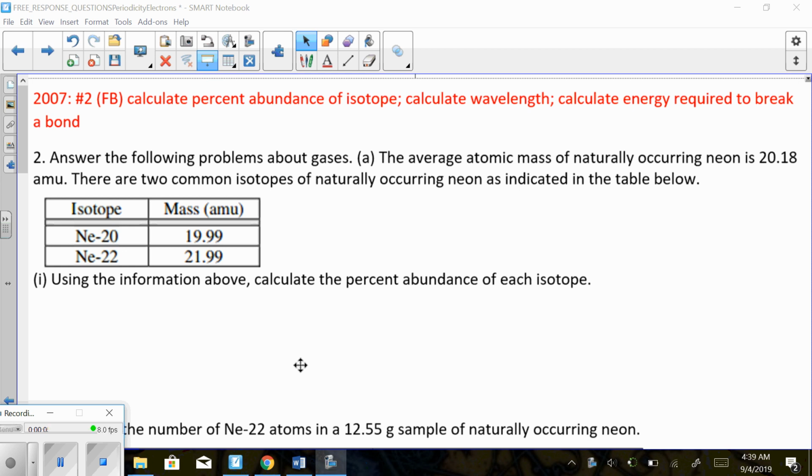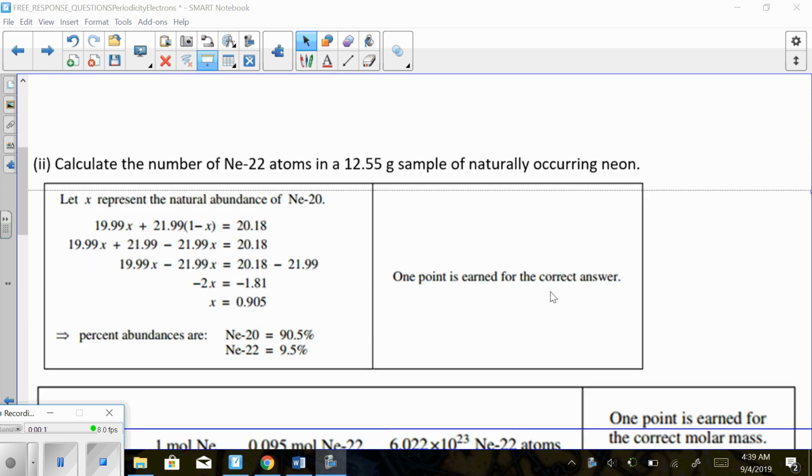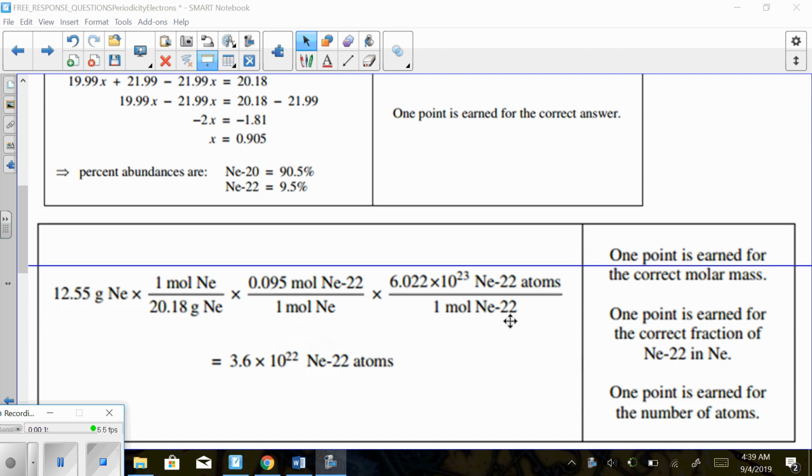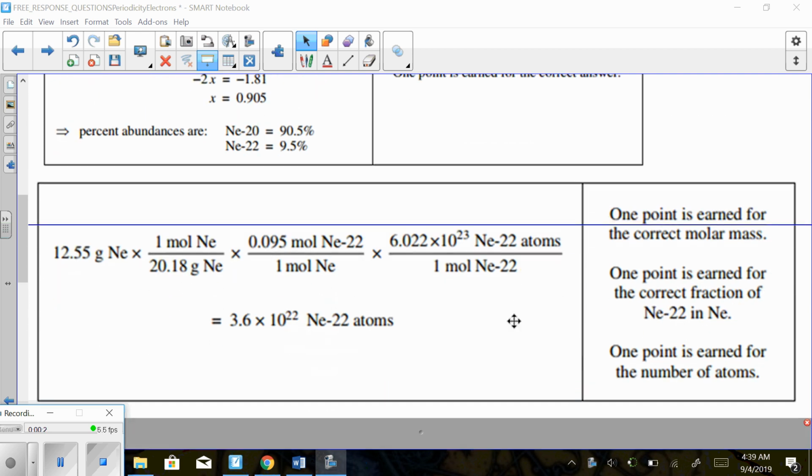This is Mrs. Dahlberg, and our computer kind of glitched in the last video, so we were stranded in the middle of 2007, number 2. We had already worked through this problem, and we were just discussing the points for it.